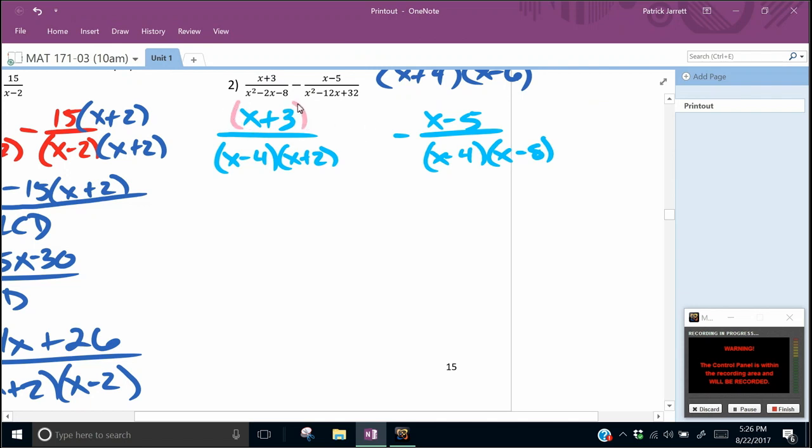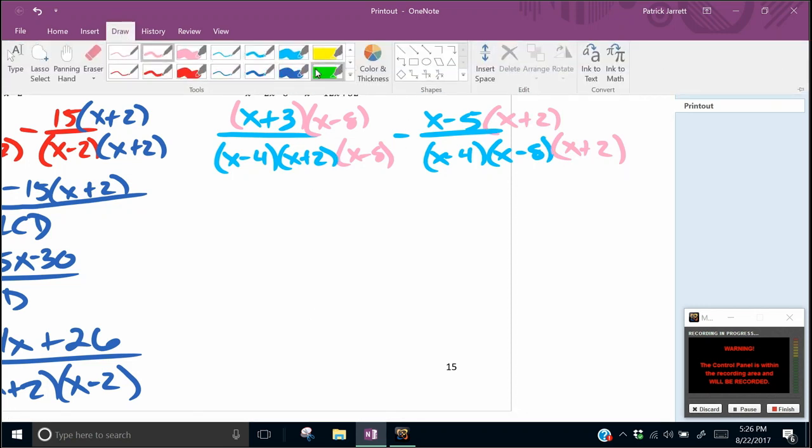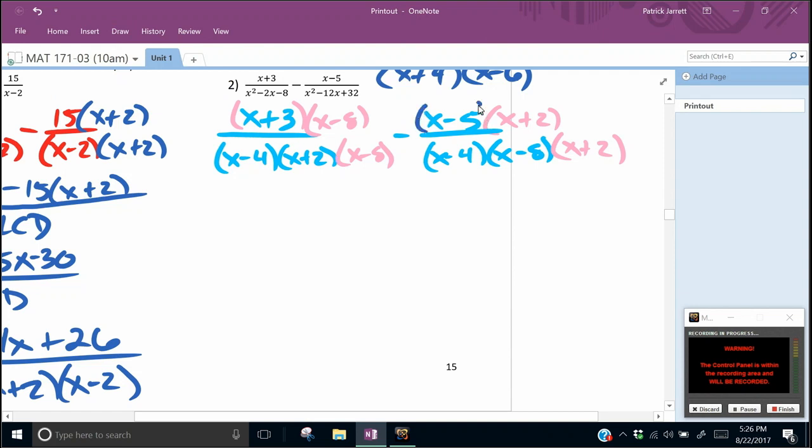So, in the first one, we are missing an x minus 8. So, I'm going to bring an x minus 8 in here. And for the second one, we are missing an x plus 2. So, now that we have everything, now it's going to get a little weird here because we're going to have to deal with some sign stuff.